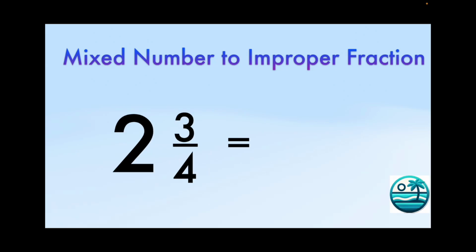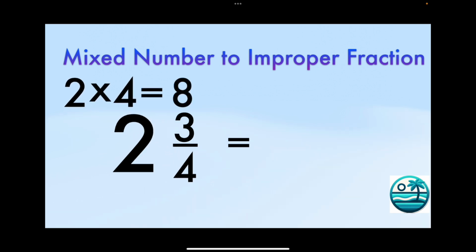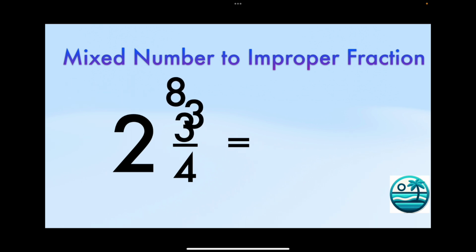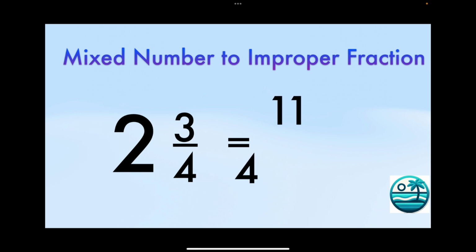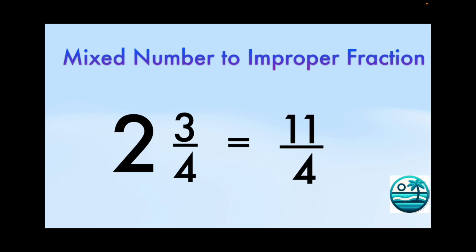We're going to be taking a mixed number and turning it into an improper fraction. I'll start off with just a real quick explanation, and then we'll get into some of the details of how it works. To begin, multiply your whole number by your denominator. 2 times 4 is 8. Then add your numerator to that, and that will give you your total number of pieces. In this case, 11. So your improper fraction is 11 fourths.